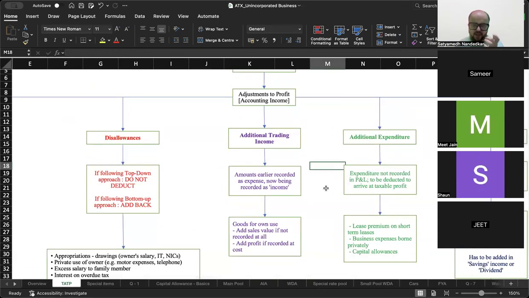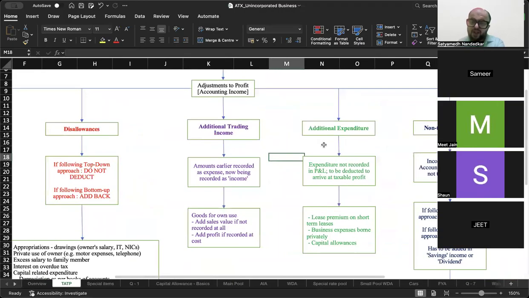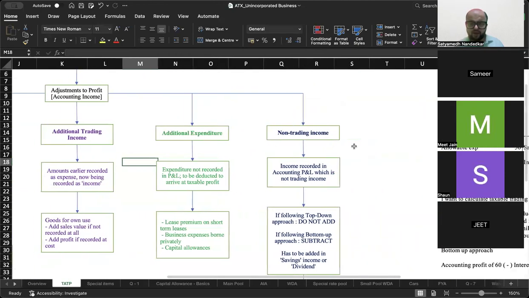Okay, now then there could be additional trading income. Amounts earlier recorded as expense now being recorded as income, which is basically goods for own use. We will see later how to tackle goods for own use. Then there is additional expenditure. What is additional expenditure? Expenditure not debited to P&L, but it is allowed to be deducted while arriving at taxable profit. Now you can take an example, the lease premium on short leases. Okay, that amount is not debited to P&L, but it is allowed as a deduction. Or capital allowances are not debited to P&L, but they are allowed as a deduction. So these are additional amounts which you can subtract from total income to arrive at taxable profit.